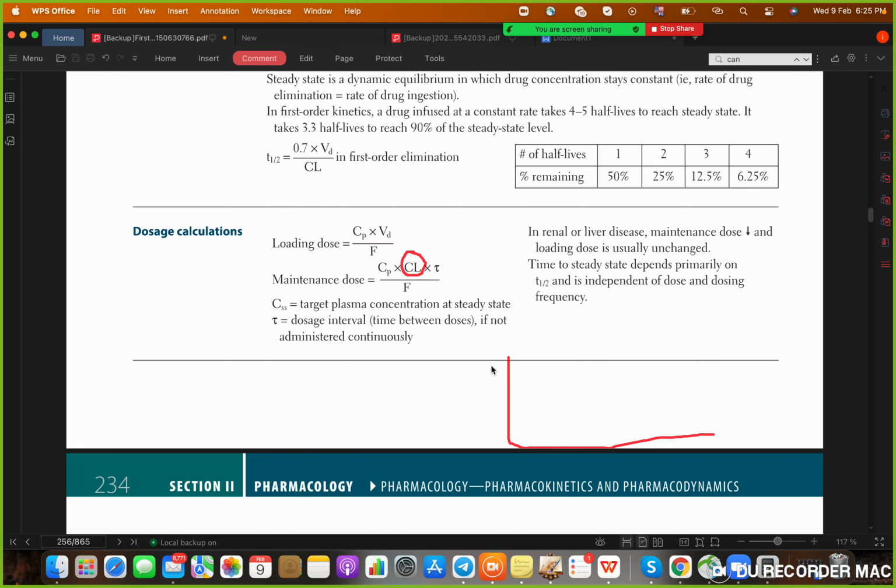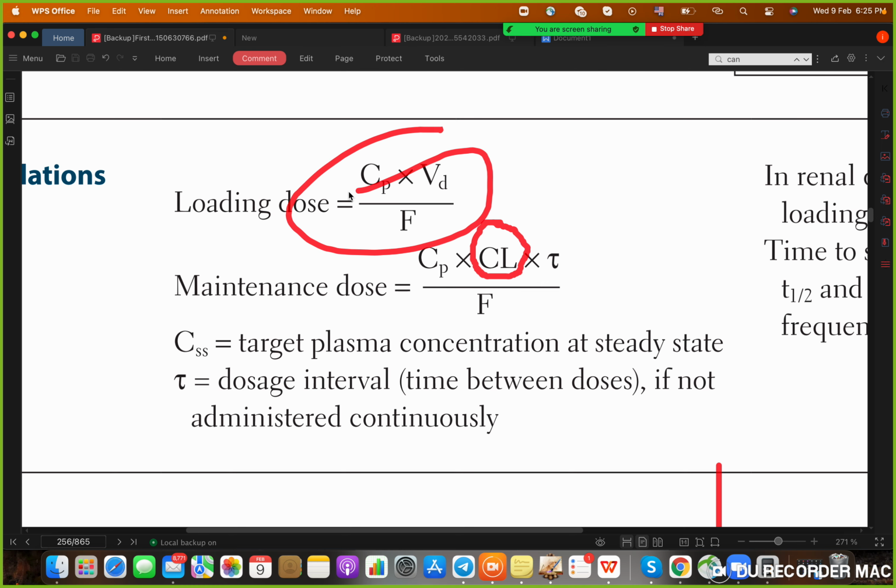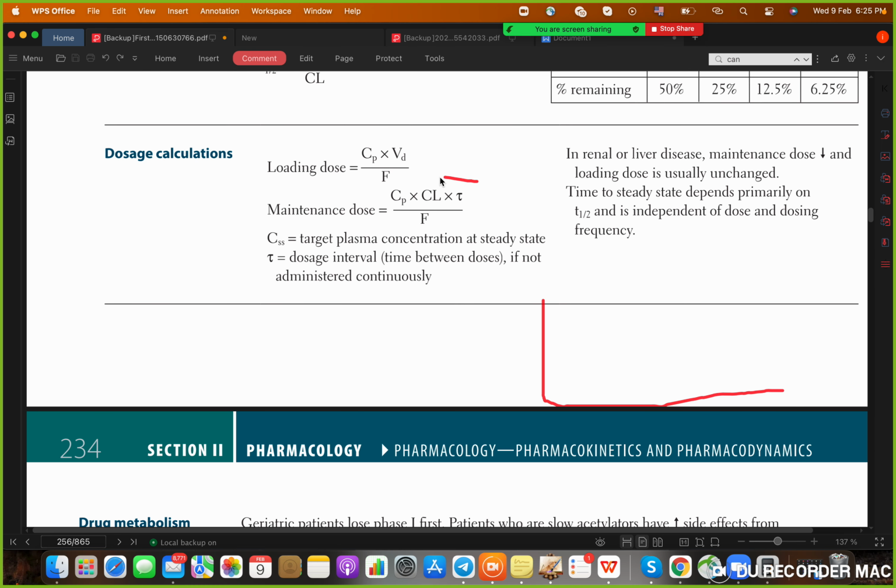So why is it not affecting the loading dose? Take a look at the formula of the loading dose. It does not have a clearance in it. So clearance does not affect the loading dose. It only affects the maintenance dose. And that's why they write here: in the maintenance dose, it's low, while in the loading dose, it's untouched. Time to steady state depends primarily on the half-life and is independent of dose and dosing frequency.